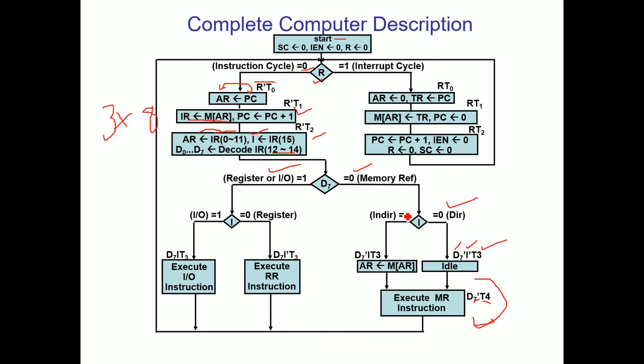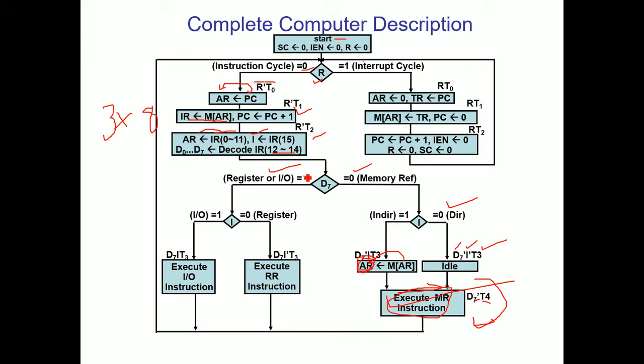Whereas if I is equal to 1, then it is an indirect address. Indirect address means that the instruction contains the address of the operand, so we have to take that, and that is done with the help of AR arrow M of AR. It will be loaded into the address register. Now AR contains the effective address, so now we execute the memory reference instruction based on that effective address.